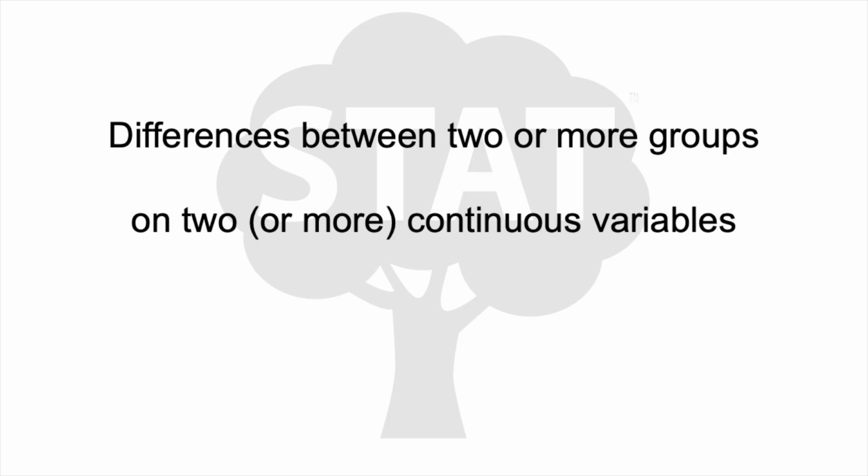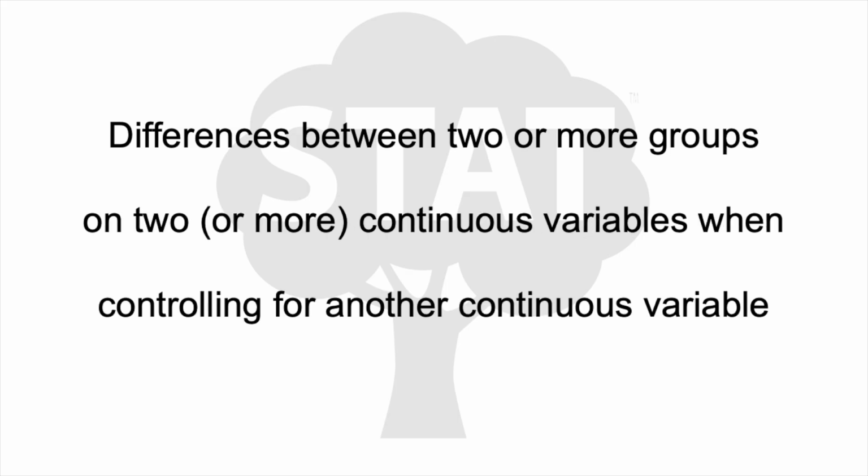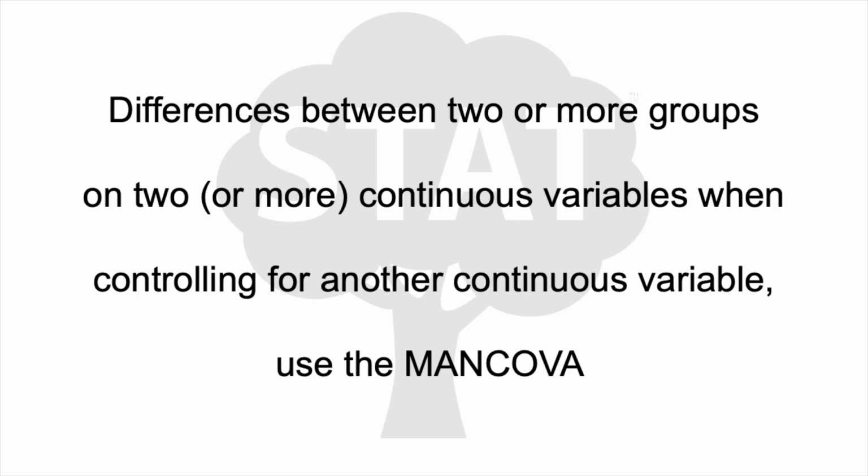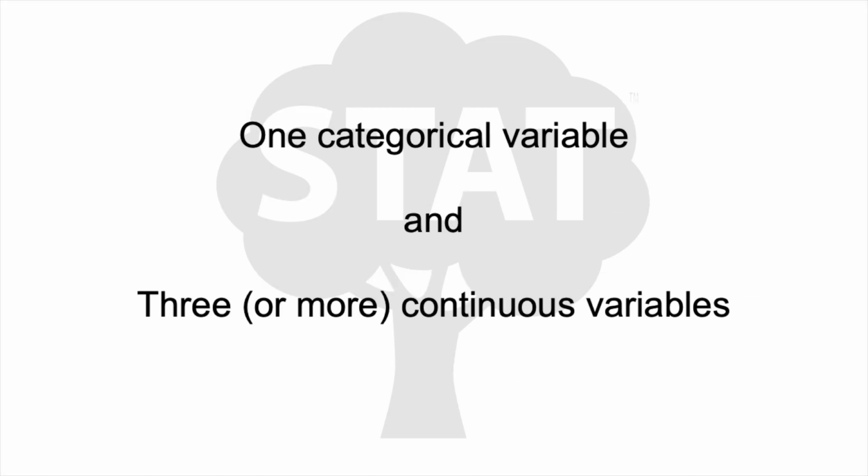To test whether there are differences between two or more categories on two or more continuous variables with a covariate independent continuous variable, the one-way MANCOVA would be appropriate. You will need one categorical variable and three continuous variables in order to run this test.